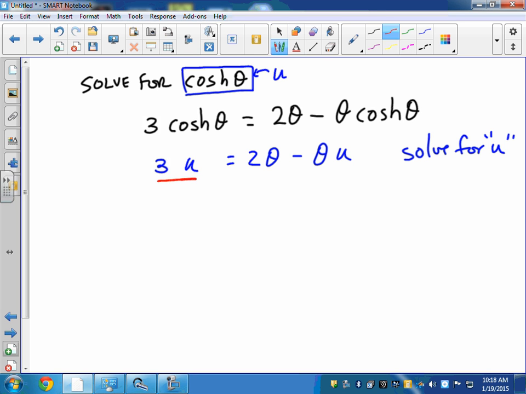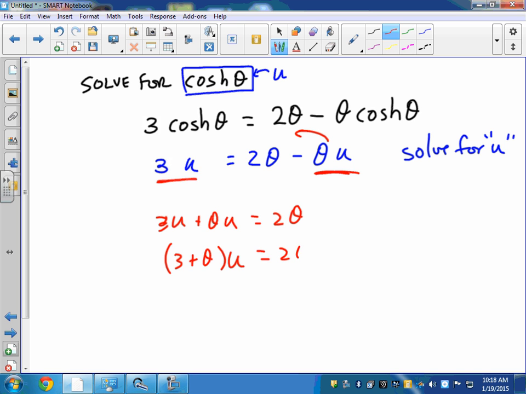This term has a u in it. This term has a u in it, so we'll move them to the same side. So we have 3u plus theta u. That's a u there, Joe. 3u plus theta u is equal to 2 theta. And then we're going to factor out the u. That's what we're looking for. 3 plus theta times u is equal to 2 theta. And then we're going to divide. So u is 2 theta over 3 plus theta.